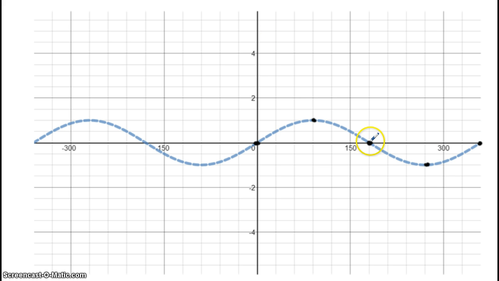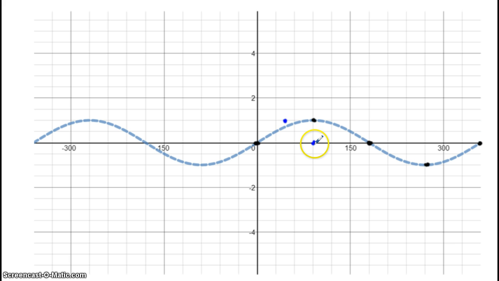The midpoint of our cycle is halfway between the beginning and end of our cycle, which this time will be at 90 degrees. Our maximum is halfway between the beginning and midpoint of the cycle, so the midpoint is 90, so our maximum must occur at 45 degrees and is right here.